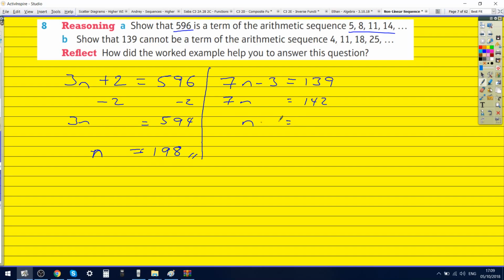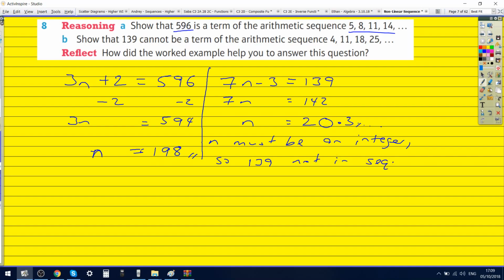That's right. So 7 goes into 14 twice, and then 7 can't go into the 2 left over, like 20.3 something or other. And so n must be an integer, and it's not. So 139 is not in the sequence. Yeah, you're right. Any questions there? No. Okay, so 139 not in sequence.